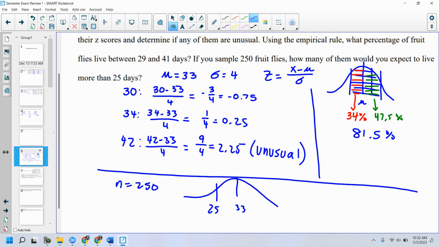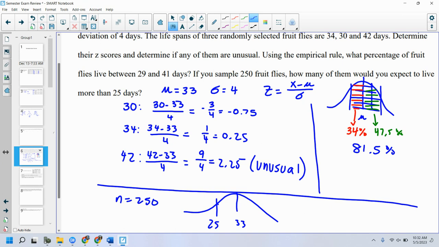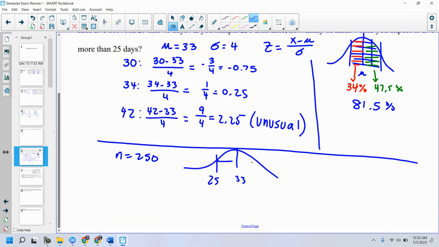But remember that I want to know how many am I expecting to live more than 25 days? Not within 2 standard deviations away from the mean, but all of that over there. So am I just going to take 95% times 250? No, I can't do that. I've got to figure out what this is. This is 95%, 2 standard deviations away from the mean, but I've got to tack on this little piece in here. It's a very small amount, but I still have to calculate it in.